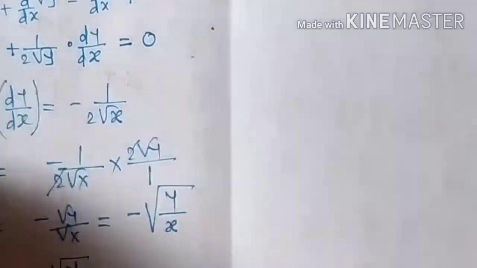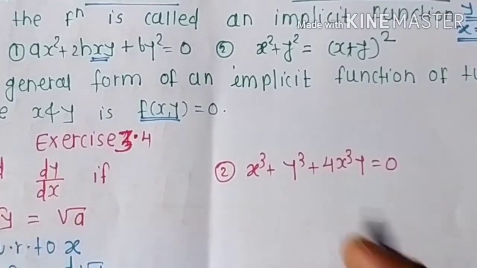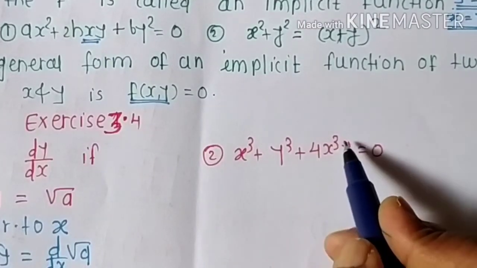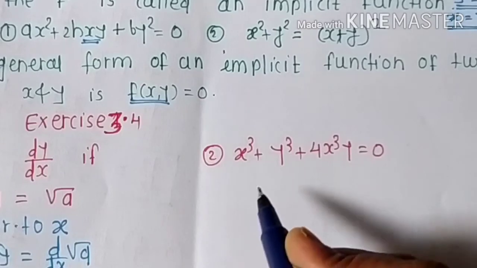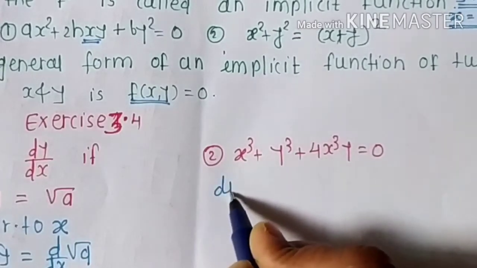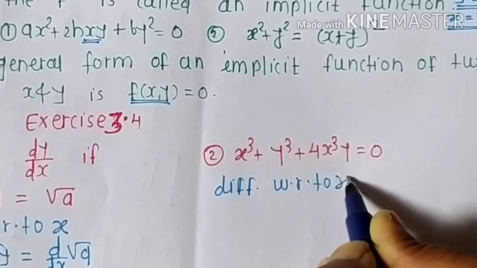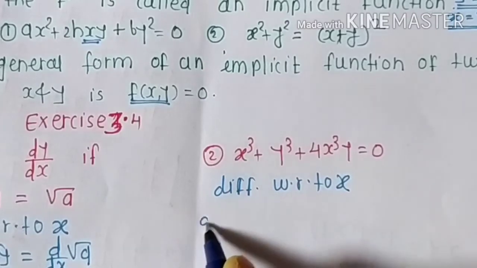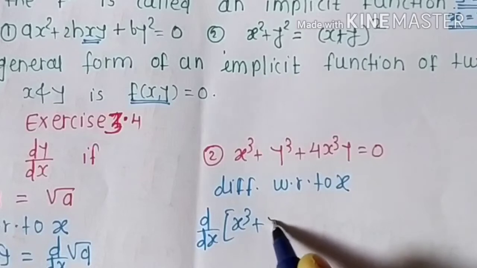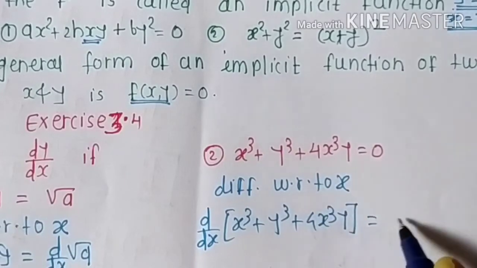Then in the same way we solve the next example. The example is x cube plus y cube plus 4x cube y is equal to 0, which is in implicit form. We have to find the value of dy by dx. Then differentiate the given equation with respect to x, that is d by dx of the whole term x cube plus y cube plus 4x cube y is equal to 0.